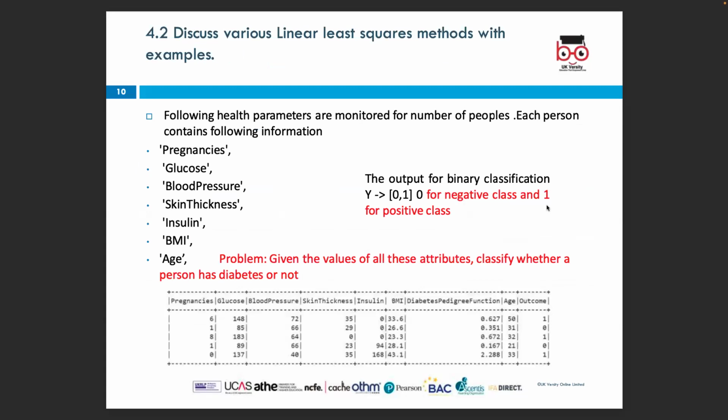Discuss various linear least squares methods with examples. This is the new subtopic. The following health parameters are monitored for a number of people. Each person has the following information: pregnancies, glucose, blood pressure, skin thickness, insulin, BMI, age. The output for binary classification is Y, which is 0 for the negative class and 1 for the positive class. So what is the problem? Given the values of all these attributes, classify whether a person has diabetes or not.